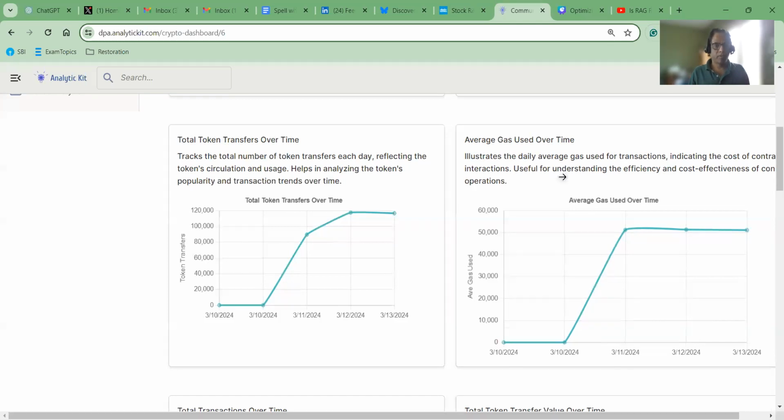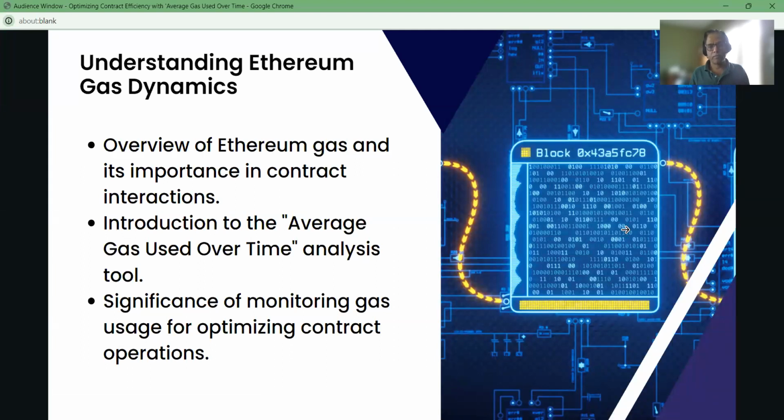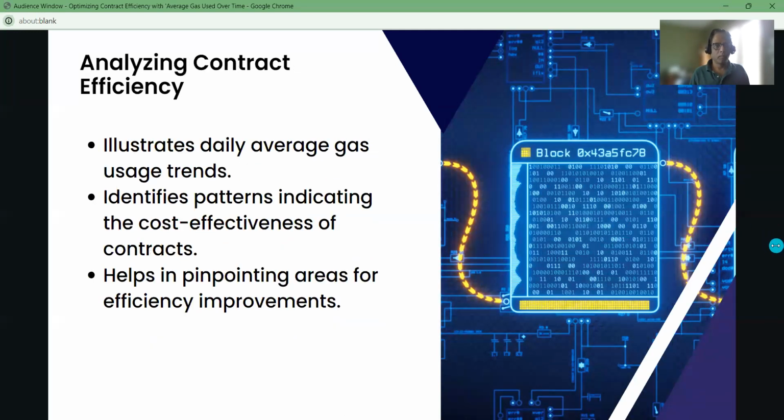I'm switching back to the presentation. If you continuously monitor the gas usage, that helps you fine-tune your application. You can also help your customers know when to use it, when to buy tokens, so that they will be charged less Ethereum transaction fee. Another important point I want to discuss is that the average gas usage graph tells you when you need to create the marketing campaign so that your customers will be paying less gas.